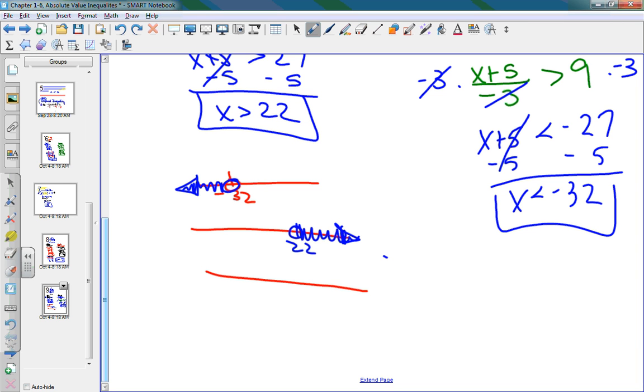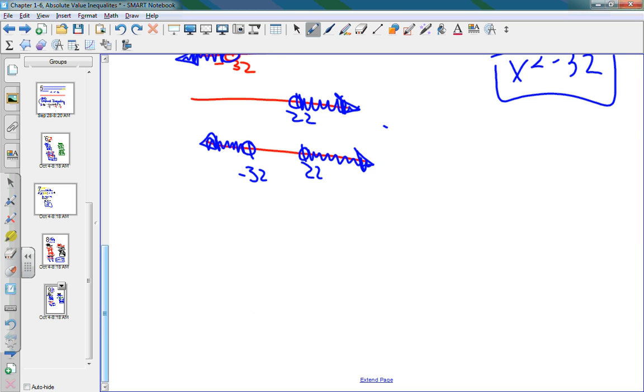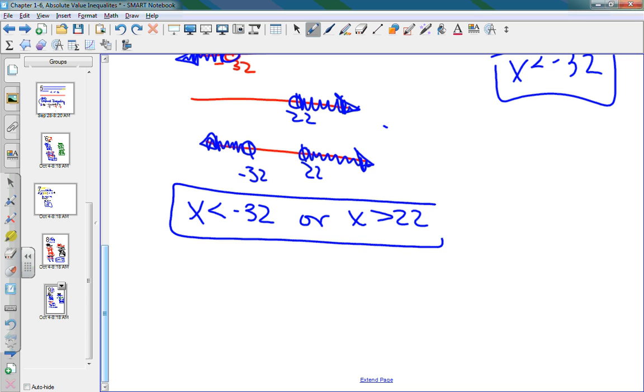Now, what do you notice about these? It's an or statement, because they're going in different directions. Now, how do I write an or statement correctly? Which direction do I read it from? Left to right. So x can be less than -32, or x can be greater than 22. I want you to read it from left to right, because we always work things in mathematics from left to right. Any questions over what I just taught you today?